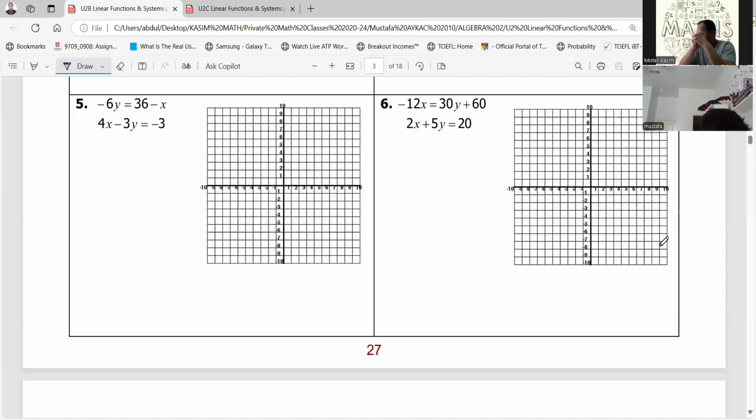X equals negative 6, my bad. Yeah, right? Negative 6. Negative 6. And then negative 6.